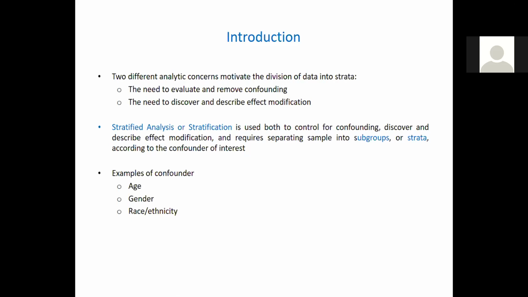So stratified analysis, or stratification, is used both to control for confounding and to discover and describe effect modification. It requires separating the sample into subgroups or strata according to the confounder of interest or the modifier of interest.